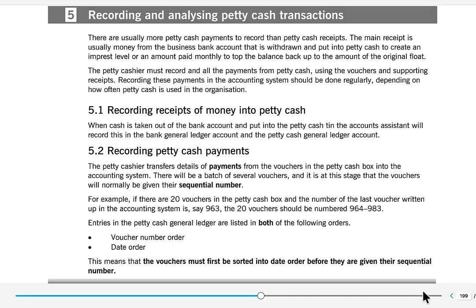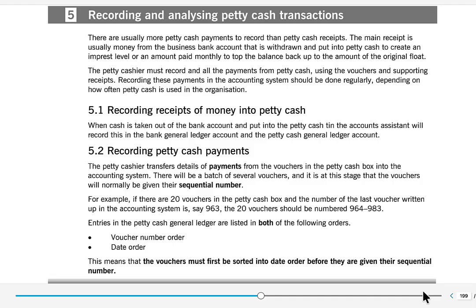First, what does receipt of money into petty cash mean? In simple words, it means this. Money is moving into the petty cash box. So petty cash is receiving cash. This is not a sale. This is not income. This is simply the business taking cash from somewhere, usually the bank, and placing it into petty cash. So the petty cash box becomes stronger, and the bank account becomes smaller. That is the key idea.